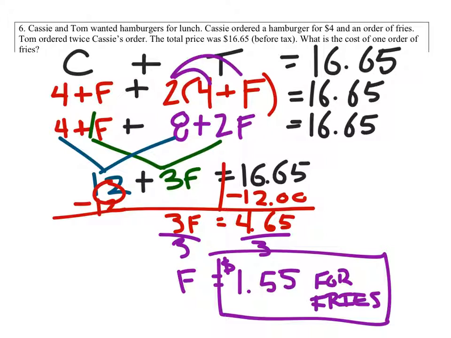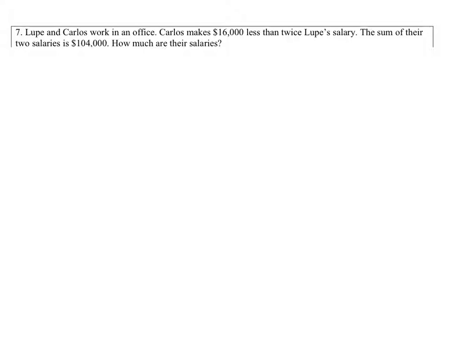Yeah, can I ask my question because I remember? Lupe and Carlos work in an office. Carlos makes 16 grand less than twice Lupe's salary. So that's actually quite a lot. The sum of their 2 salaries is $104,000. How much are the salaries?